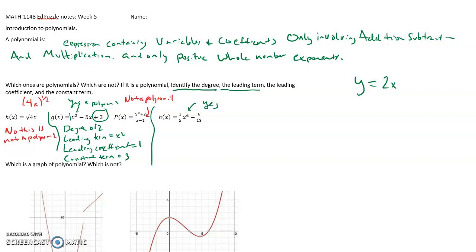Let's determine the degree of this polynomial. See if you can figure this out. Well, the degree is going to be the highest power, and the only power here is 6. So the degree of this polynomial would be 6. The leading term is this whole term out in front, so the leading term is 1/5 x to the 6th. Leading coefficient would be the 1/5. And finally, the constant term would be this term right here, which is negative 6 over 13.